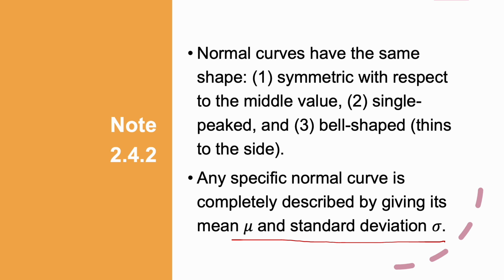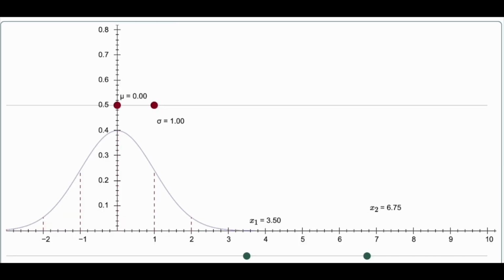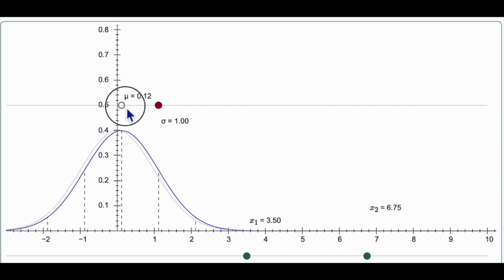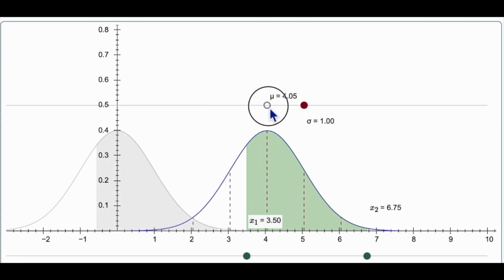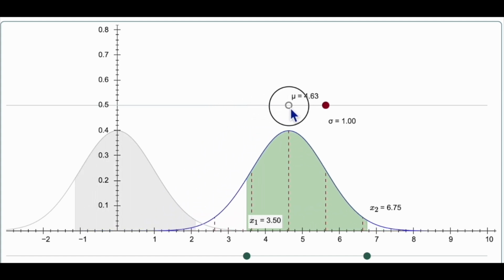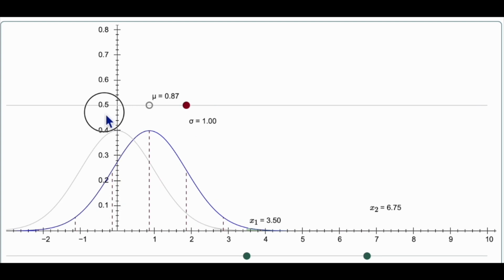So alin kaya dyan ang magpapabago ng kanyang steepness or flatness? So we have here our normal curve. Okay, yung mean natin, let's say we have 0 with the standard deviation equal to 1. So anong mangyayari kung i-change natin yung value ng mean? As you can observe, changing the value of mean moves our normal curve horizontally.